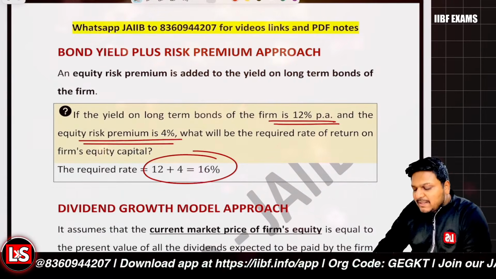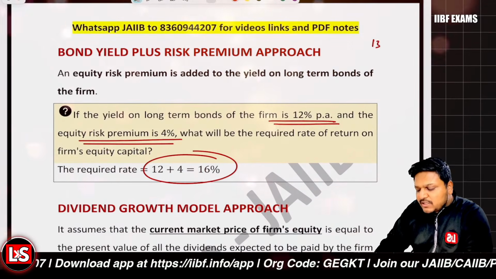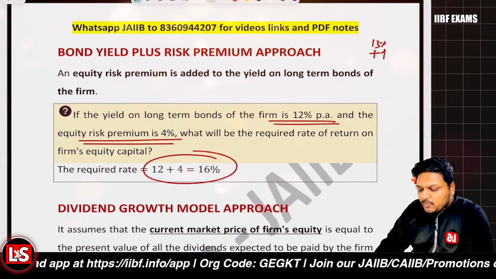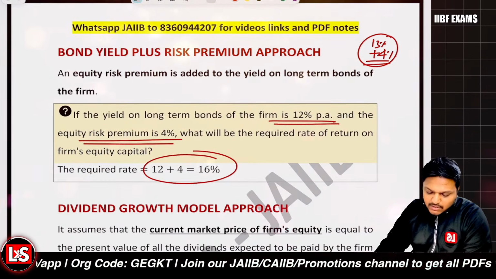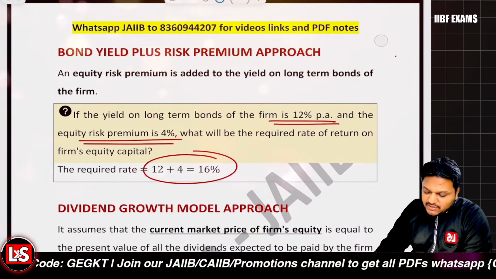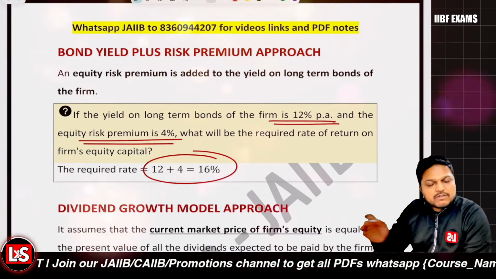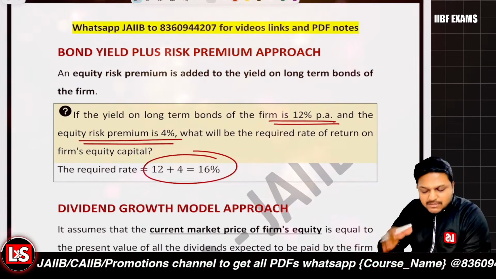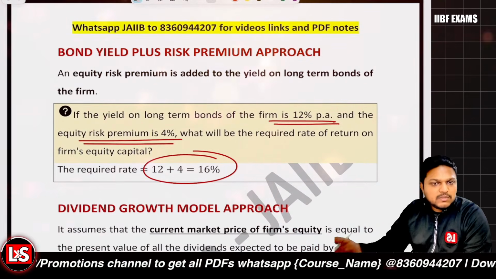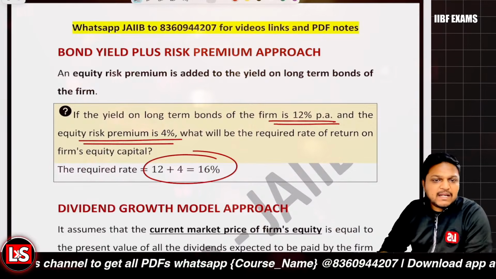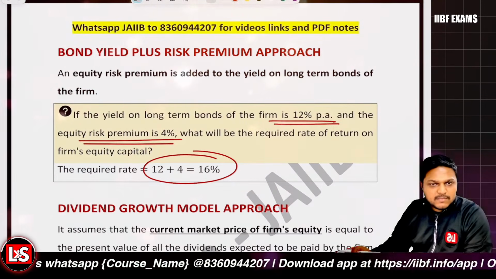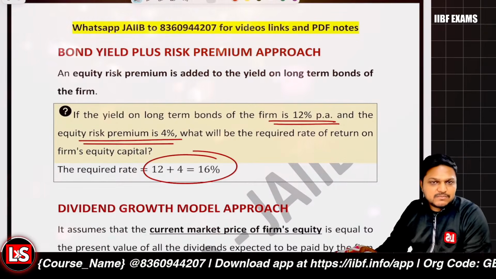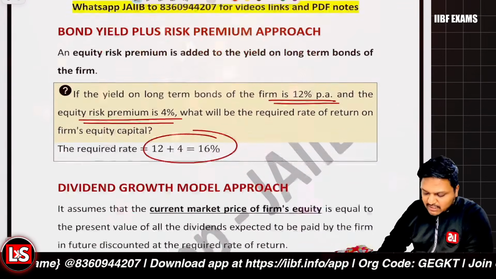So if your long-term debt cost is given to be, let's say, 13% and the risk premium is given to be 4%, what is your cost of equity? It is simply 17%. Because the bond yield plus risk premium approach simply says: take the bond yield you are getting plus the equity premium you are approaching for. Just add those two points. So it's a very simple and practical method, and it is used for unlisted companies.